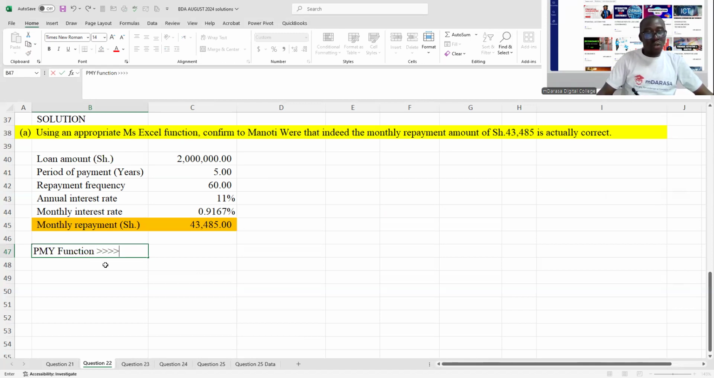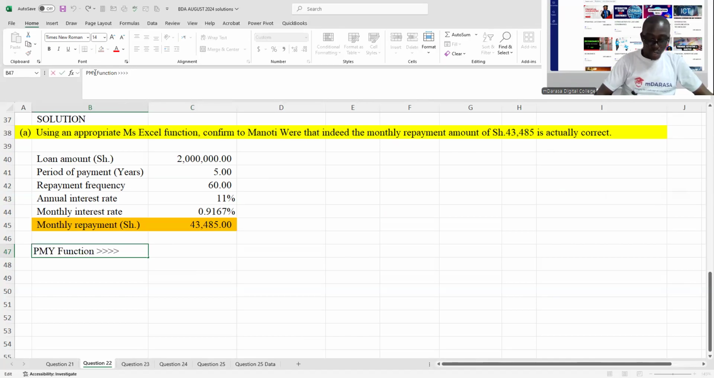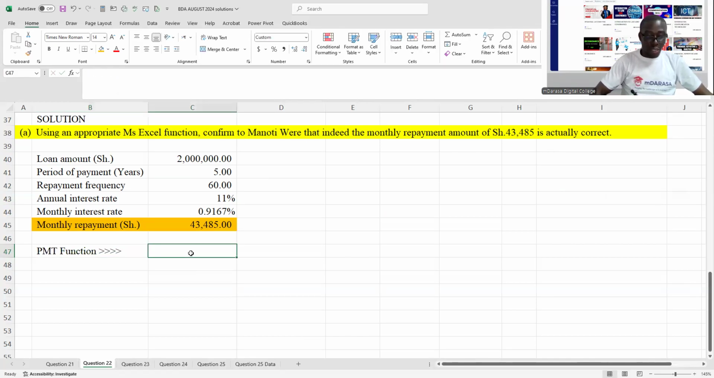Okay. So we need to prove to Were that whatever he was given here is actually the case. So these are PMT. How will you go about it? In this case, we do an equal sign. For every function, we always start with an equal sign. So we have an equal sign, then PMT, tab.